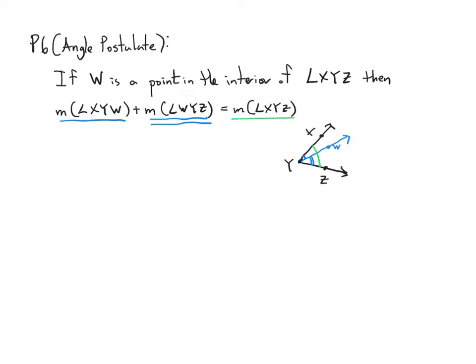It basically says that the top angle here, XYW, plus the bottom angle, WYZ, the sum of those measures is the measure of the larger angle, XYZ. You're allowed to add angles like that as long as they share a common side. And that's really important for us to prove some results about angles that are coming up. So we will use this quite a bit going forward.